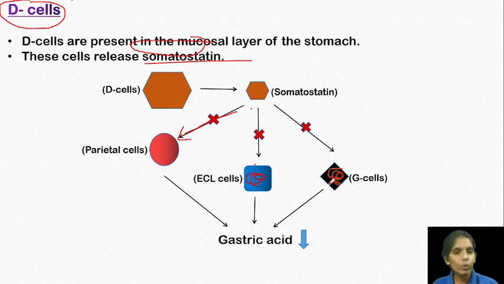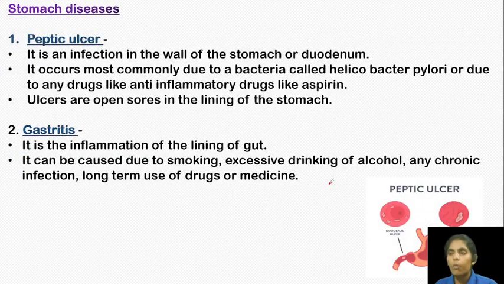So, conclusively, you can say that the gastrin hormone and the histamine hormone will cause an increase in the HCl production, whereas the somatostatin hormone will cause a decrease in the production of the hydrochloric acid. So that is about the different enzymes and hormones secreted by the cells of the stomach.